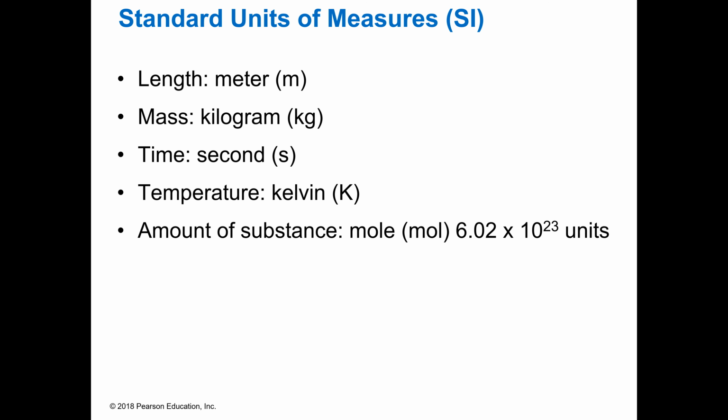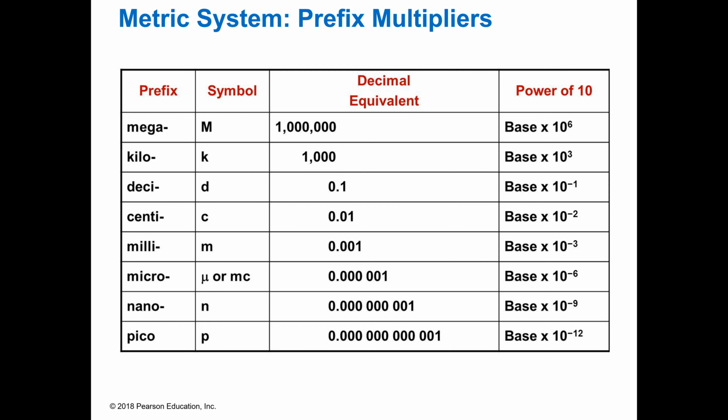The standard units of measure that we use in chemistry are length, which is the meter, mass, which is the kilogram, time, which is seconds, temperature, which is Kelvin, and amount, which is the mole. We're going to learn all about the mole in some subsequent chapters.